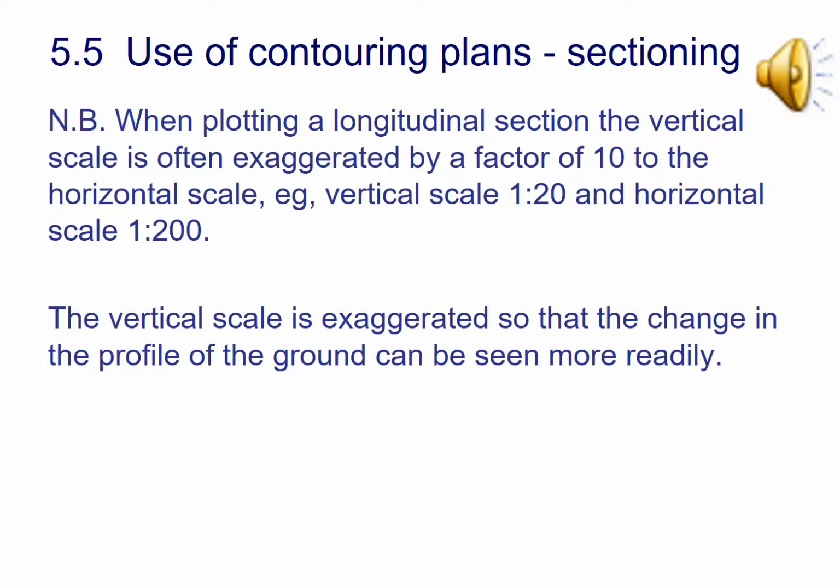When we draw a contour section, we usually exaggerate the vertical scale compared to the horizontal scale so that you can really see the difference in elevation. So typically a vertical scale is at 1 to 20 and the horizontal scale is at 1 to 200.